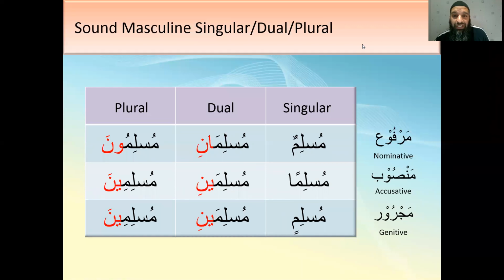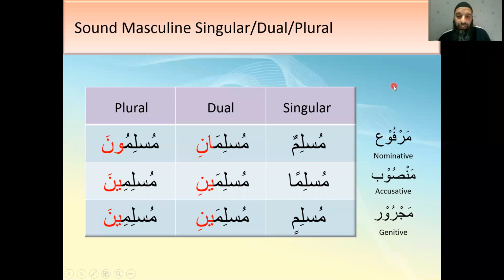Can we please put ourselves on mute? Jazakumullahu khairan. Can everybody put themselves on mute, please? If I do it, it's going to take a bit of time. Can everybody put themselves on mute, please? Jazakumullahu khairan.